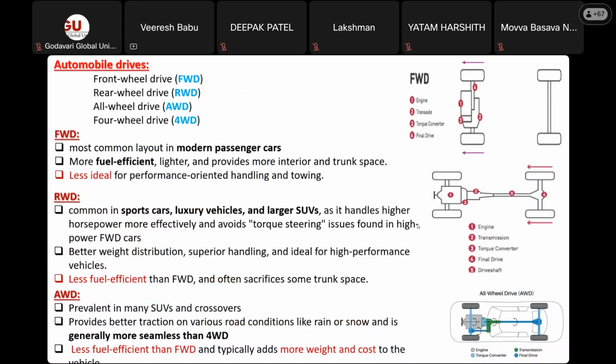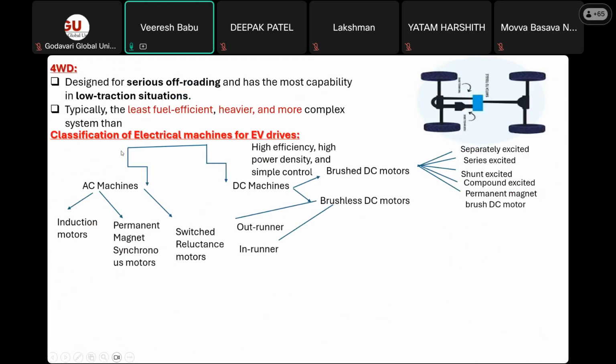Yesterday we started here about the different types of drives you are having, four-wheel drive, those things, and then we stopped here. So now we will discuss today the classification of electric vehicles for EV drives. For the EV drives, you will be having AC machines or DC machines. In AC machines, you come across the induction motor, the permanent magnet synchronous motor and the switched reluctance motor. In short, we call them PMSM and SRM.